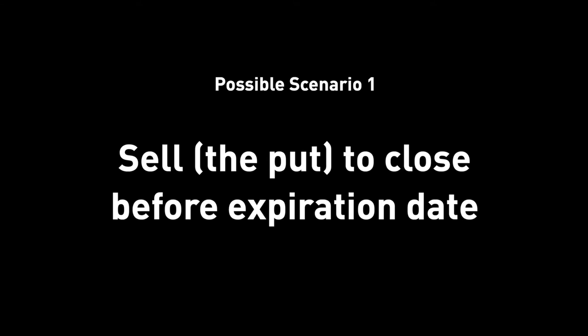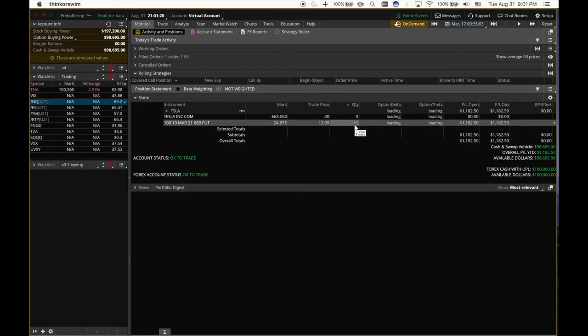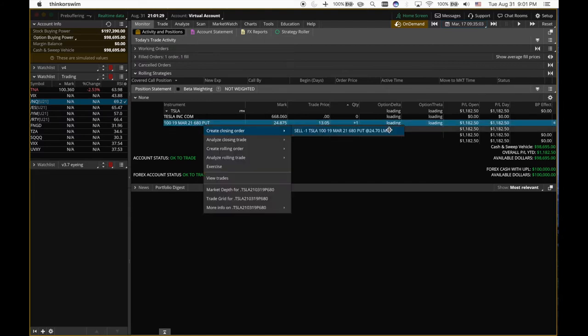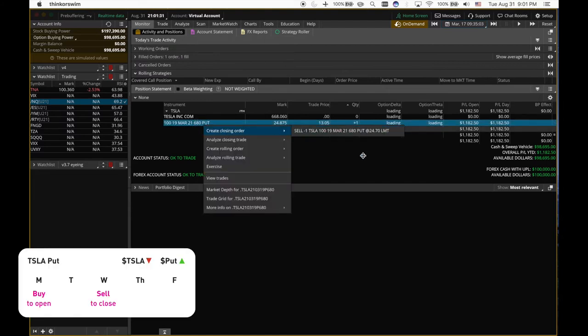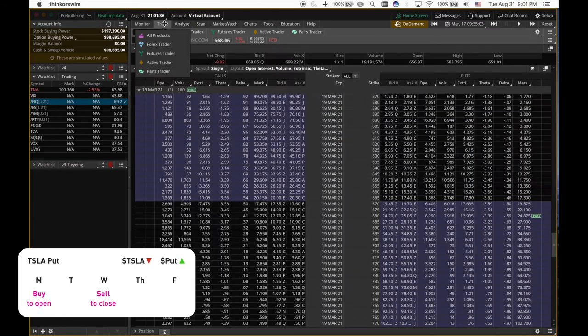So let's say in my case, in this demo, there are a few ways to close it. One is I can just right click, create closing order. I can sell the put back to the market. I buy one, I sell one, neutralize, I close it. Or I can do it in the option trading window.